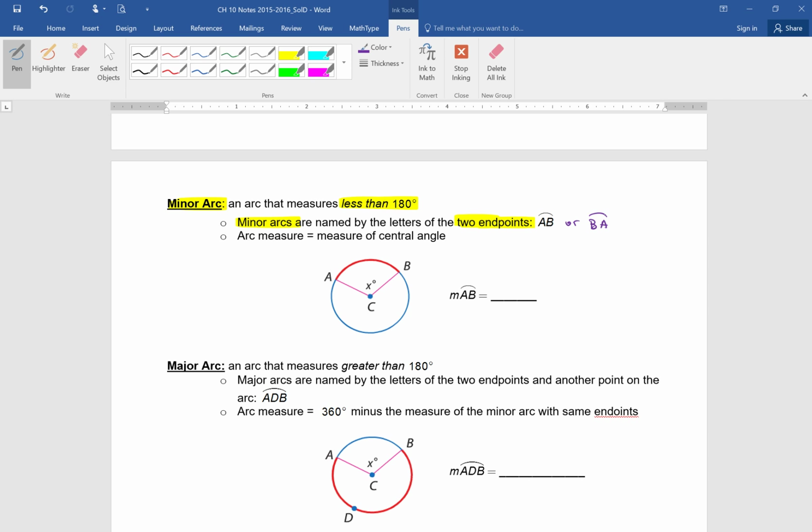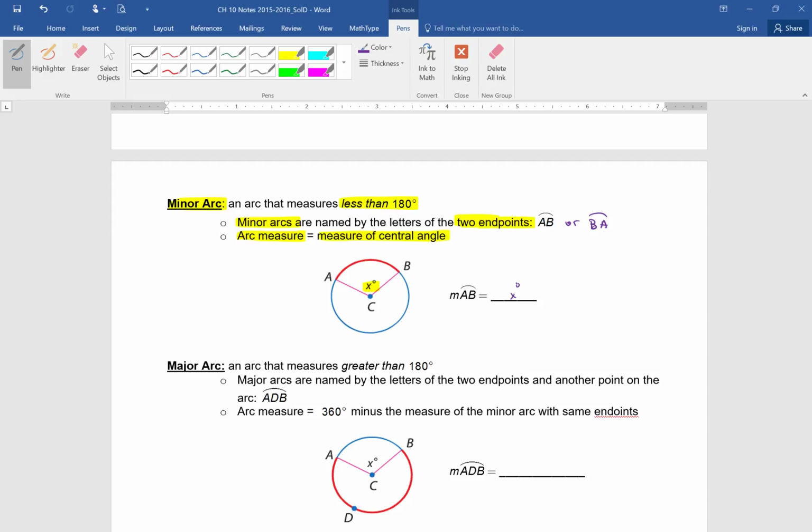Now, what about the measure of the arc? The arc measure is equal to the measure of the central angle. So in this case, look at this central angle. It's got a measure of x degrees. What is the measure of arc AB? X degrees. So I think that answers some of your questions, right? Now, that's a minor arc.